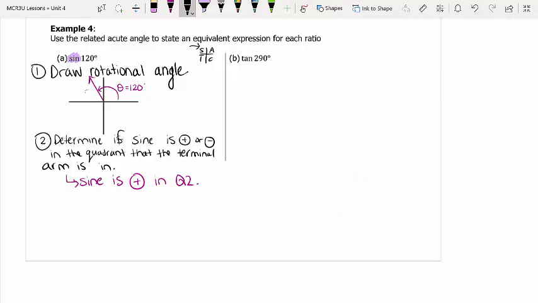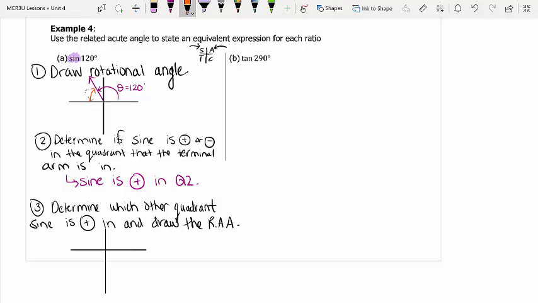Let's go back to our CAST Rule. In quadrant 1, all of the ratios are positive, so that would include sine. So the answer here is sine is also positive in quadrant 1. So that means we can create an equivalent expression using the angle in quadrant 1. Okay, so we're going to take our related acute angle from our original angle, so that's 60. Right, I just took 180 and subtracted the principal angle. And we're going to draw an angle with the same related acute angle in quadrant 1. And there it is. So therefore, we can conclude that sine of 120 degrees is going to be equivalent to sine of 60 degrees.